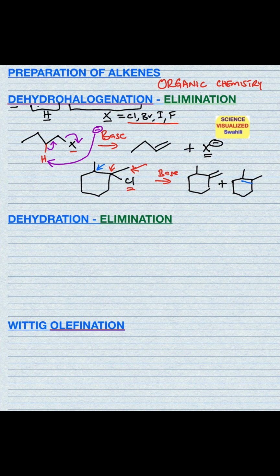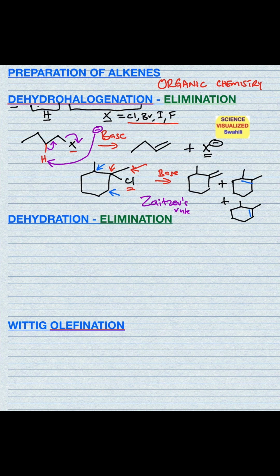And then the last possibility, let me just draw the backbone. You could end up removing the hydrogen from this carbon, and therefore you end up with a double bond in that position. So this gives you three possible alkene products. Which one is more favored? Using what's called Zaitsev's rule, which states that the most stable alkene is favored.